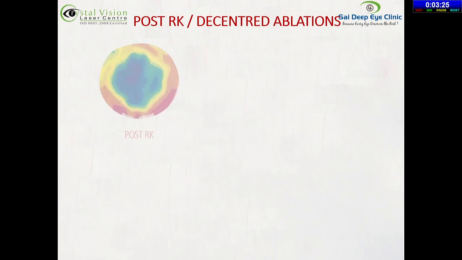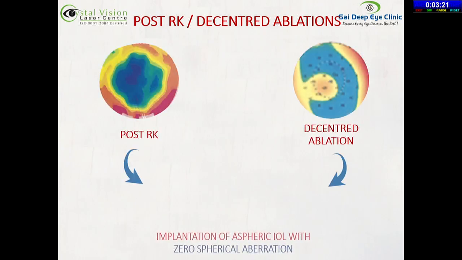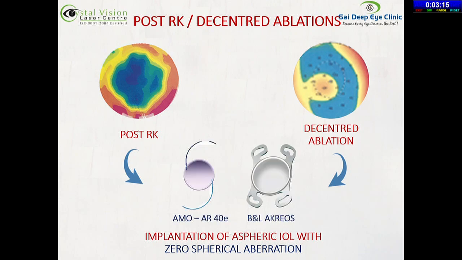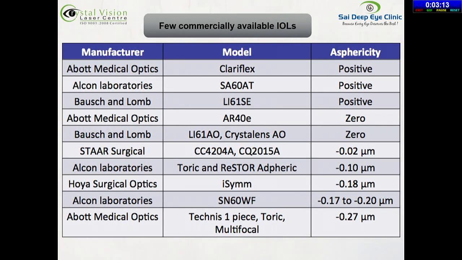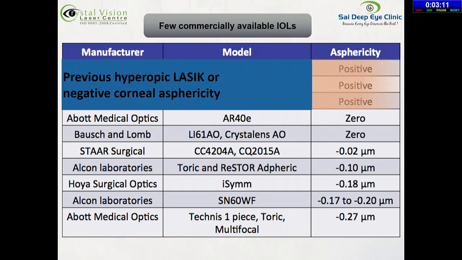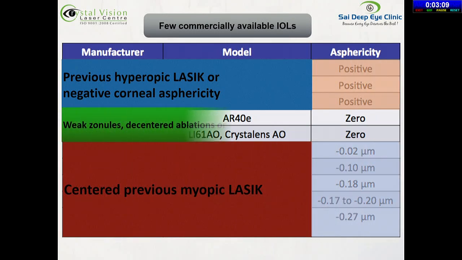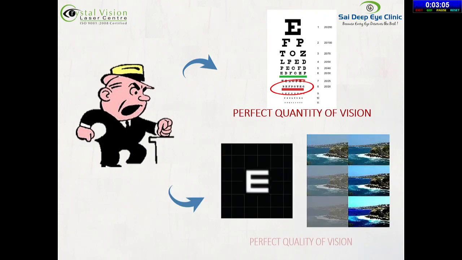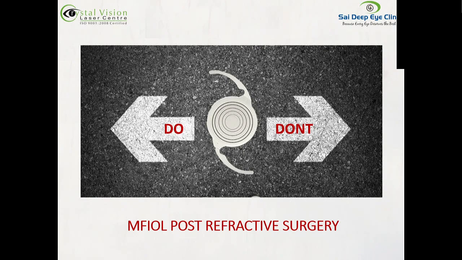So here you not only get the perfect quantity but the perfect quality of vision too by taking into account the spherical aberrations. Now, most of these patients are the ones who wanted spectacle independence, and that's why they've undergone a refractive procedure. So can you put an MFIOL post the procedure? There are a lot of papers right now, well published, saying that multifocals may be implanted post LASIK and other types of refractive surgery too.